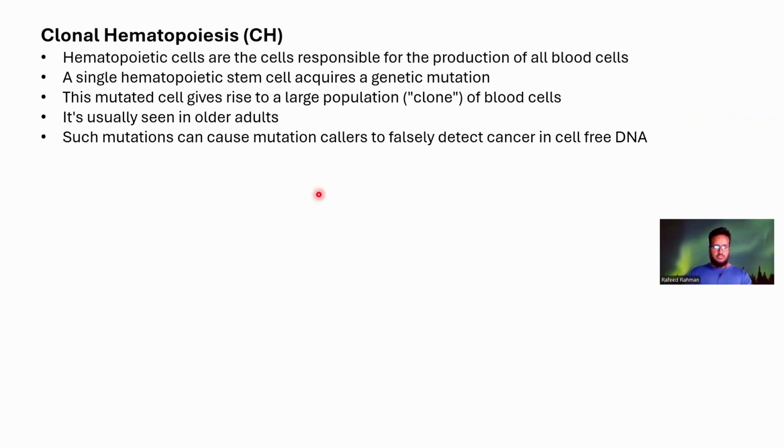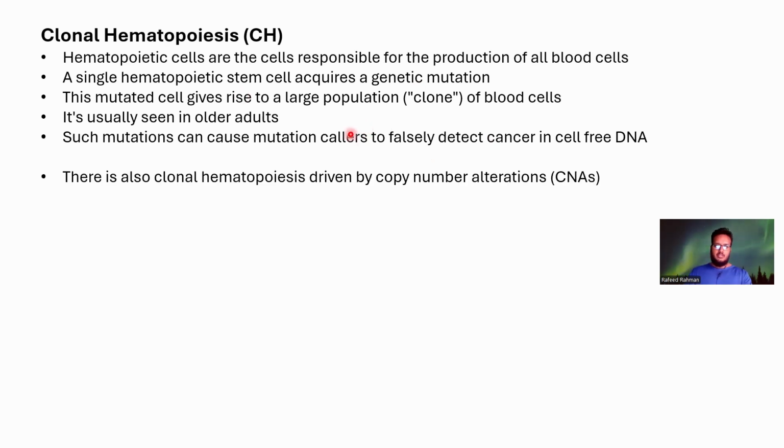Now, if you are using mutation callers, we talked about mutation callers in part 8 of the video series. Mutation callers don't really understand which mutations are from clonal hematopoiesis, like these hematopoietic stem cell mutations, and which ones are actually from the ctDNA, the circulating tumor DNA. So you can falsely detect cancer in people who have clonal hematopoiesis. This is a big problem.